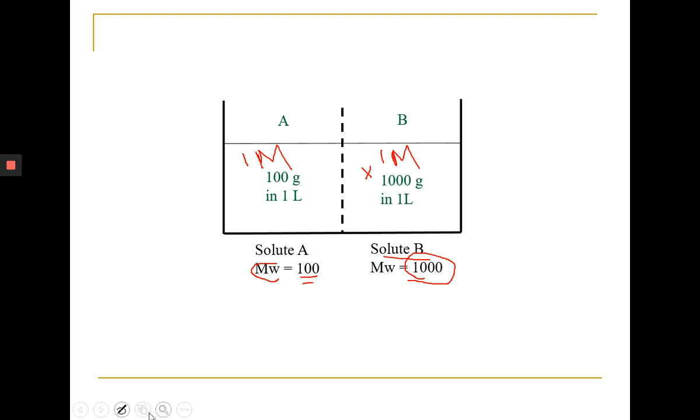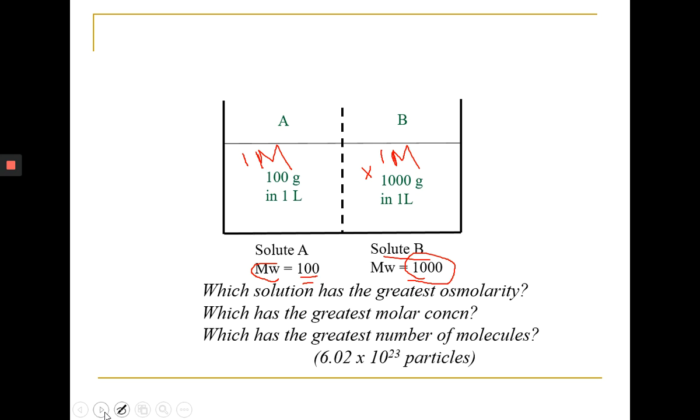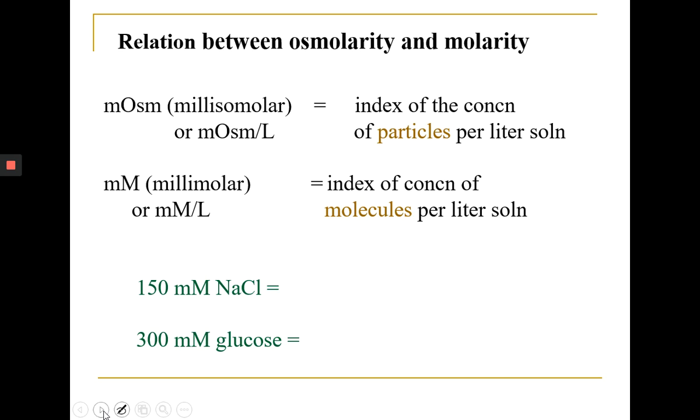Okay. So as you see here, which solution has the greatest osmolarity? They have the same osmolarity. Which has the greatest molar concentration? They have the same molar concentration. Which has the greatest number of molecules? They have the same number of molecules, which is Avogadro's number, 6.02 times 10 to the power 23. So there is no net movement of water, okay?